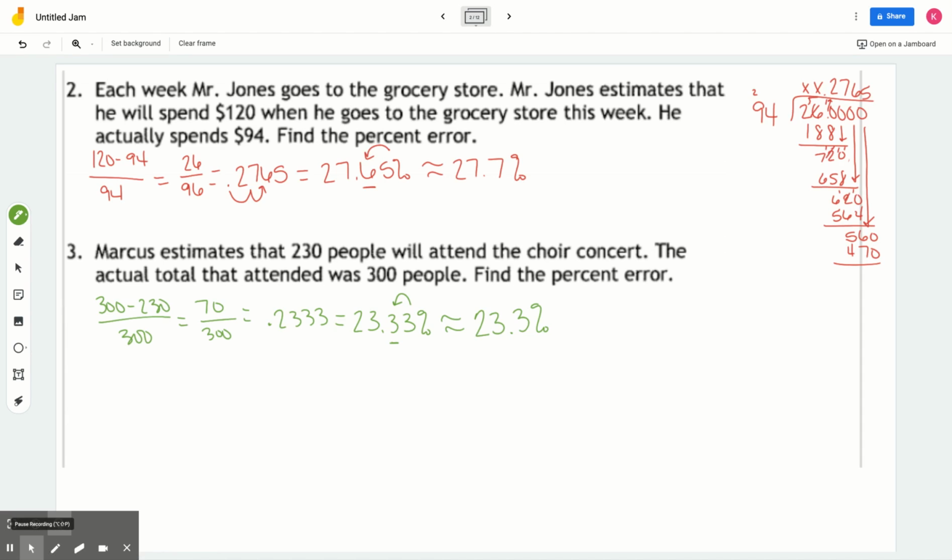Now, when we're talking about estimating and percent of error, we're finding by how much our estimate was wrong. So if we're trying to make good estimates, our percent of error for our estimate will be lower. The higher percent of error will mean that our answer or our estimate was more incorrect.